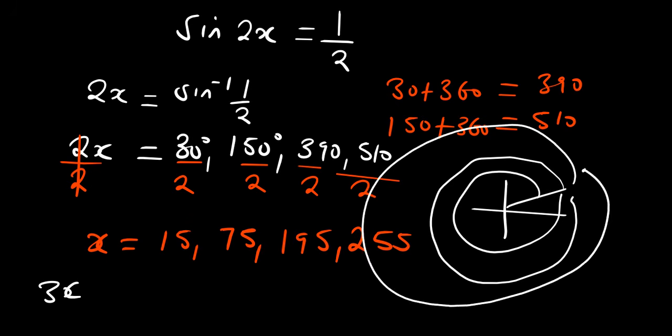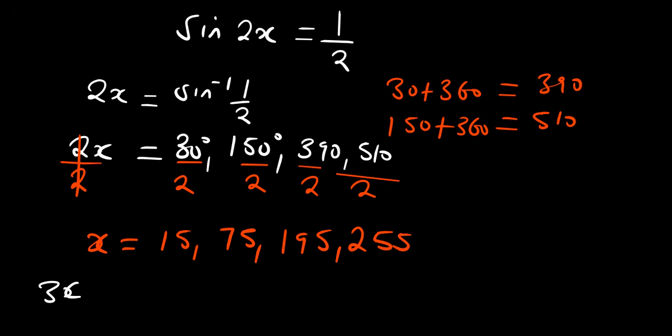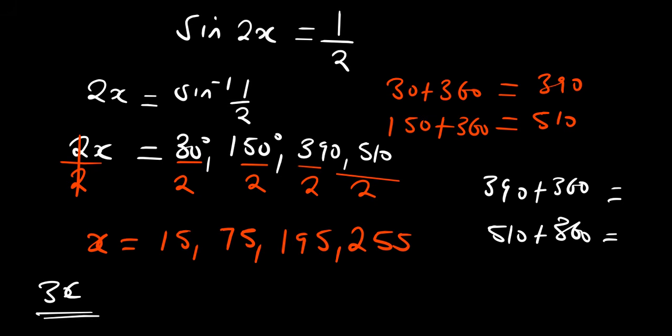So what are we going to do now? If it was 3x, the first revolution gave us this one and this one, the second revolution gave us this one and this one. So the third revolution is going to give us this one and this one. From the answers of the second revolution, we're going to add 360 to each of them. So we say 390 plus 360, and 510 plus 360, and we find the answers like that. Because with 3x, instead of having 4 answers like for 2x, we're going to have 6 answers. Okay, so that's how you are going to solve it.